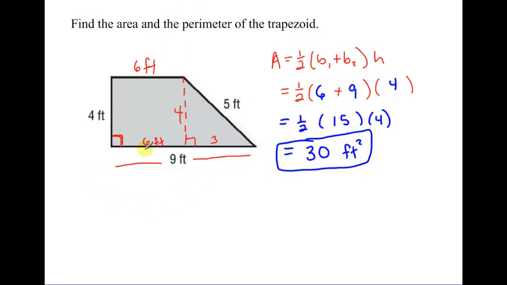Okay, let's wrap it up with perimeter. Perimeter's all the way around. Let's start at the bottom with the 9 and work our way around. 9 plus 4 plus 6 plus 5. We've got all 4 sides in there. Let's add them up. I'm getting 24 feet in perimeter.